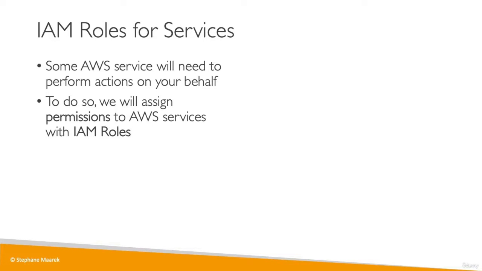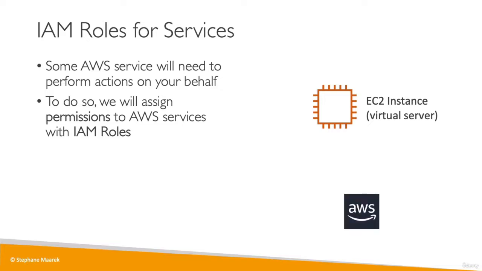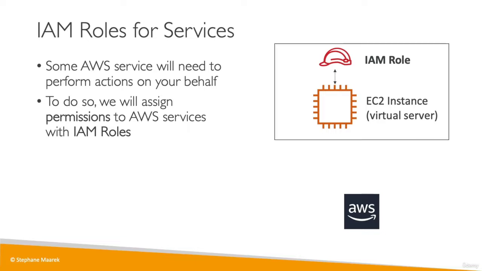So what does that mean? It's a bit confusing. For example, we are going to create throughout this course an EC2 instance. An EC2 instance is just like a virtual server, and we'll see this in the next section. But this EC2 instance may want to perform some actions on AWS. And to do so, we need to give permissions to our EC2 instance. To do so, we're going to create an IAM role, and together they're going to make one entity.